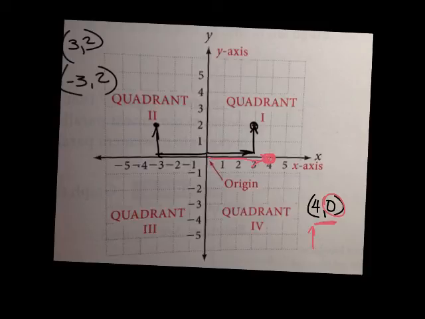Now, it may be that they ask me what 0, 4 is to place that on the graph. Well, I start here, and it says go left or right 0. So I don't go any left or right. It just says go up 4. So I go up 4, and there's the point that I'm looking for. That is point 0, 4, and it's on the y-axis. So when you've got zeros in there, sometimes that can be a little bit confusing.